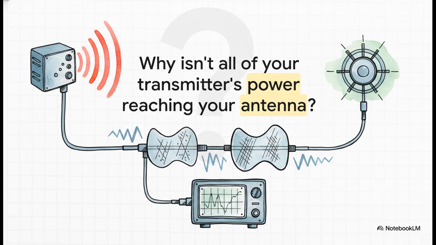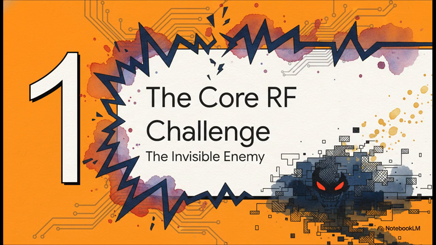Okay, so let's start with a really fundamental question. One that I'm sure every RF tech and engineer has asked themselves 1,000 times. You've got all this power coming from your transmitter, but why isn't all of it actually getting to your antenna? I mean, where does it go? The answer is, well, it's complicated, but we're going to figure it out. And that question brings us right to our first big topic, the core RF challenge.